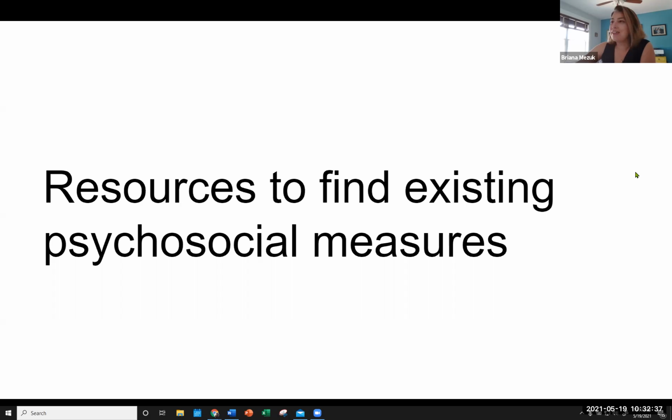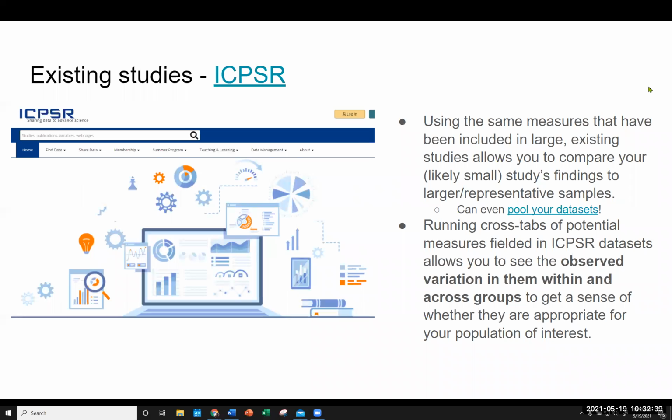All right. So I want to tell you about a few different ways to, so you've gotten money for your study, you're getting ready to design your instrument, and you're going to pilot it. Again, you want to measure depression. How many options do you have? Or you want to measure loneliness, stress or something like that. So the first place I would start is ICPSR.